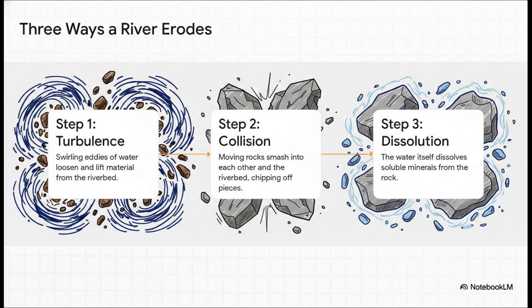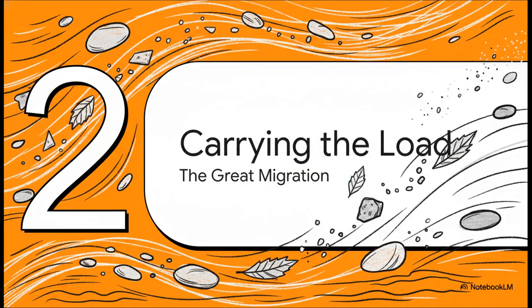Then you've got collision. See the rocks the river is already carrying? They act like a sandblaster, just smashing into the riverbed and chipping off even more pieces. And last but not least, there's dissolution. The water itself is like a weak acid, chemically dissolving certain minerals right out of the rock. Pretty cool, right? So once a particle is broken free, it's off on its big adventure downstream. You could think of it as a great migration.